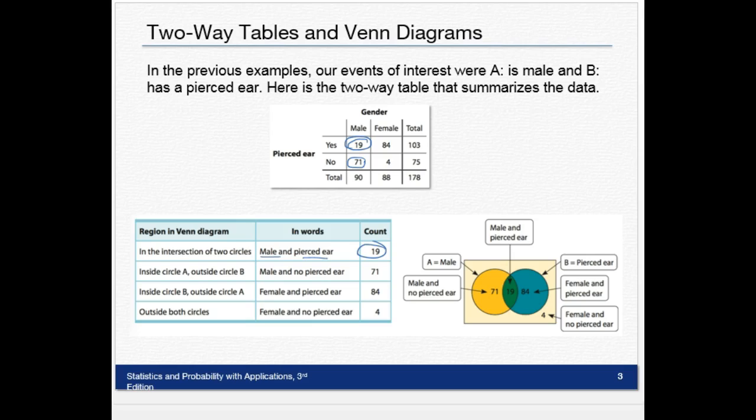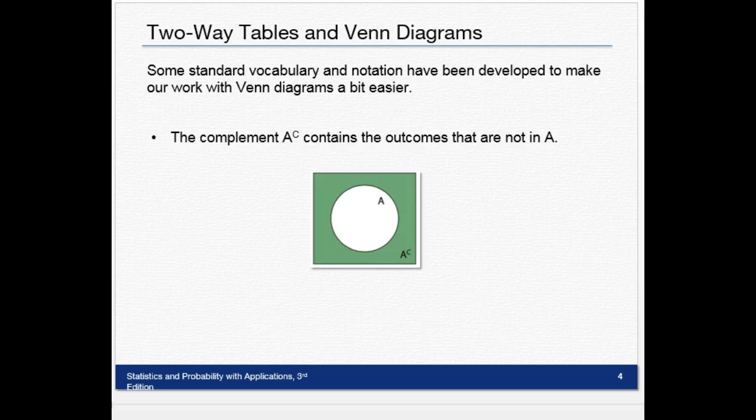19. All right, so then inside the B circle, but outside the A circle, are the females with the pierced ears. That's 84 there. And then the other four are females but do not have pierced ears, so they fall outside the two circles in the diagram completely. I'll show you more about how to build your own here in a minute.